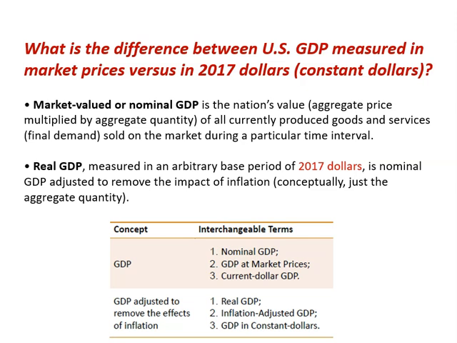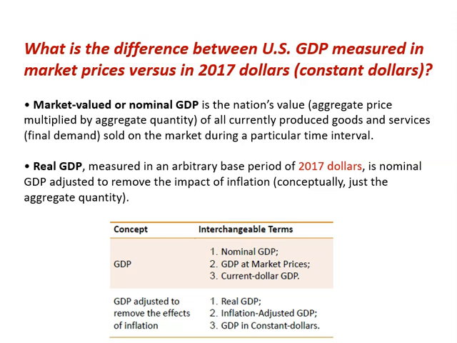What is the difference between U.S. GDP, measured in market prices versus in 2017 dollars or constant dollars? Market valued or nominal GDP is the nation's value, that is, aggregate price, multiplied by aggregate quantity of all currently produced goods and services, or final demand, sold on the market during a particular time interval. Real GDP, measured in an arbitrary base period of 2017 dollars, is nominal GDP adjusted to remove the impact of inflation, or conceptually, just the aggregate quantity.